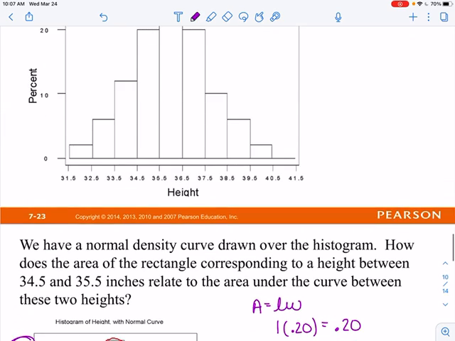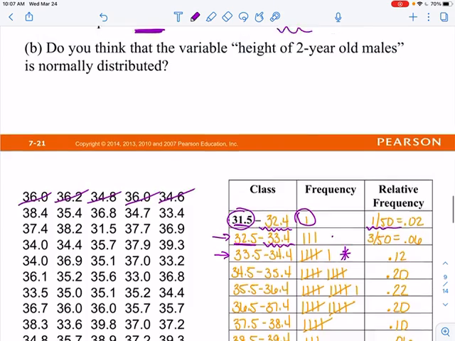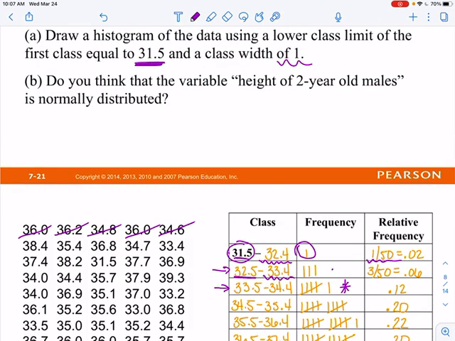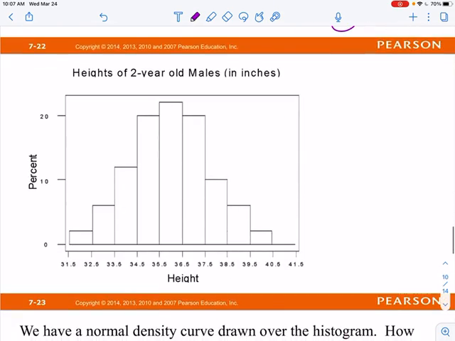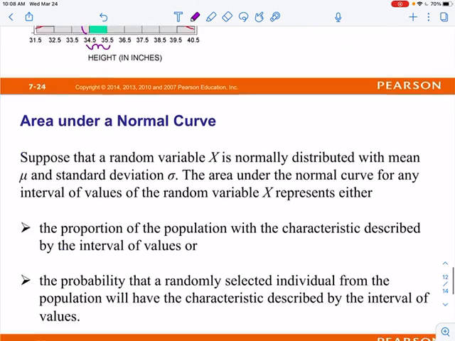By the way, I don't think we answered part B of this other question. Part B, do you think that this is normally distributed? Again, if you look at the shape of this, since this shape is symmetric, yes, it is normally distributed, just so you know.